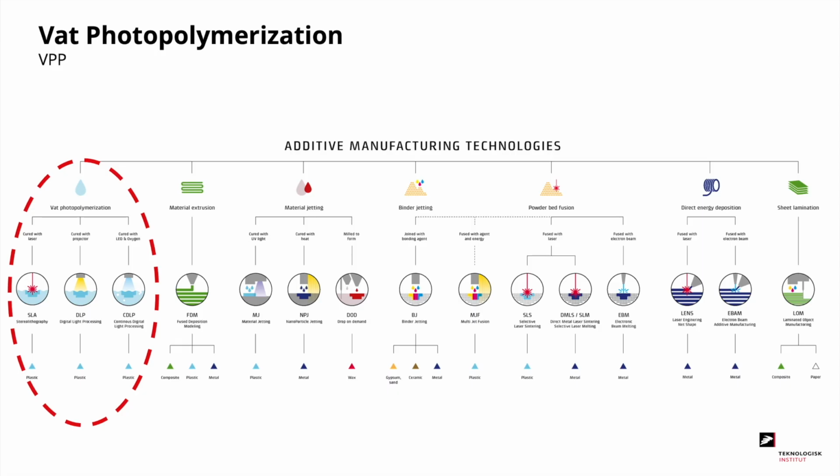In this course we're going to look into Vat Photopolymerization, also known as VPP. Taking a look at the main technology chart with AM technologies, VPP has its own category with 3 undercategories. The first is stereolithography, also known as SLA. Then we have digital light processing, DLP, and CDLP, continuous digital light processing.